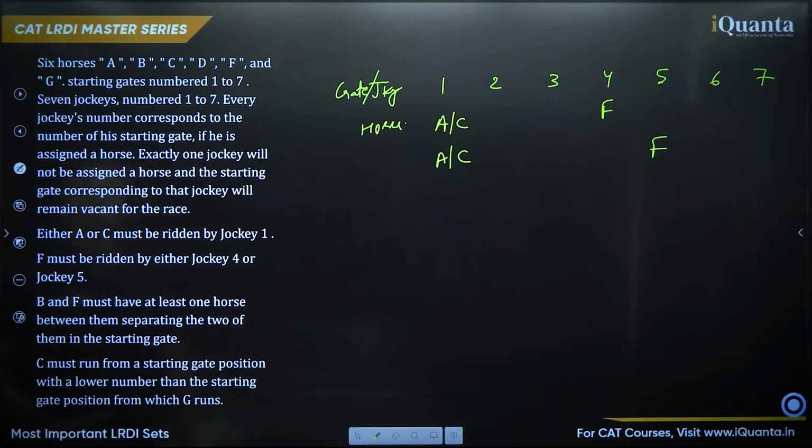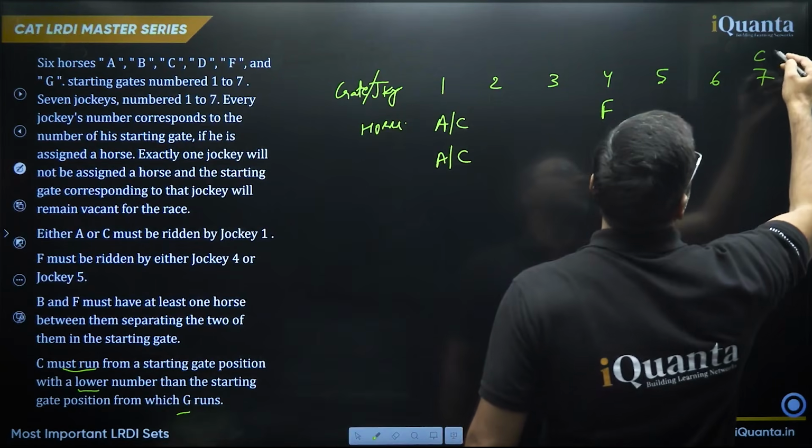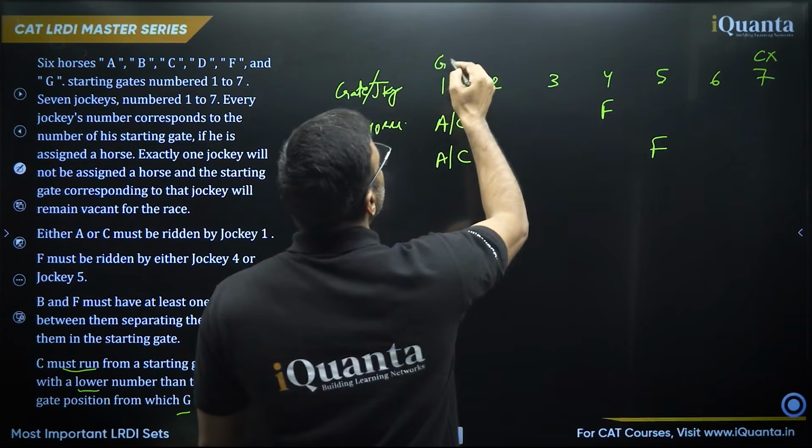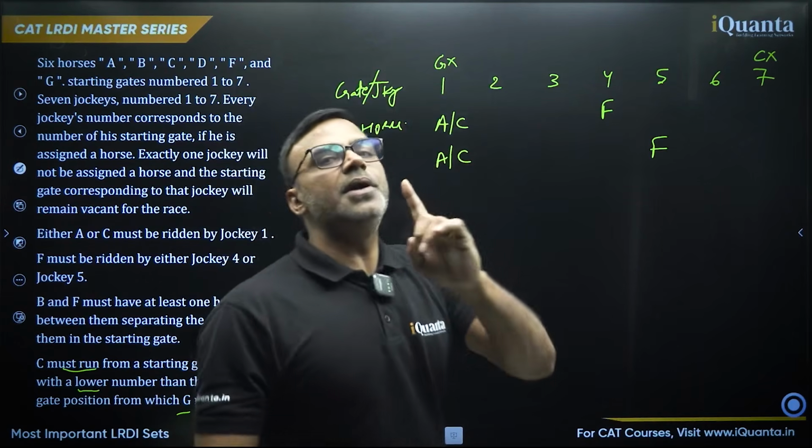Okay. What else are we aware of? We are also aware of that C is at a lower number, G is at a higher number. So C cannot be at the 7th position and G cannot be at the 1st position. This marking of not possible is really crucial and important.